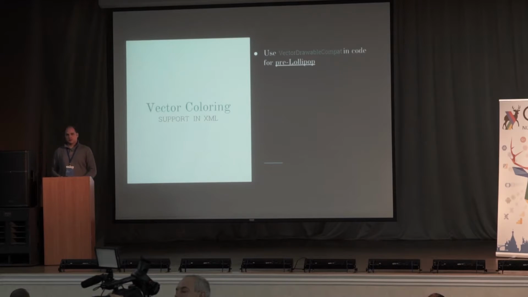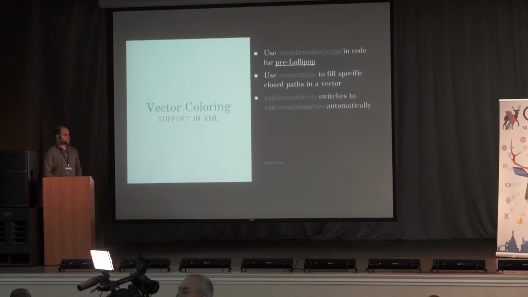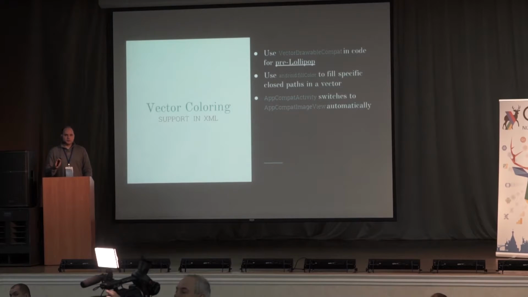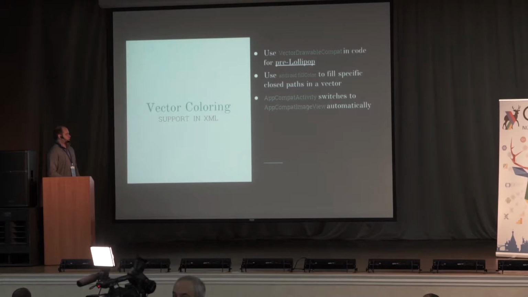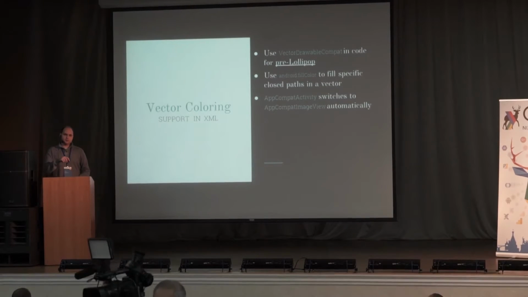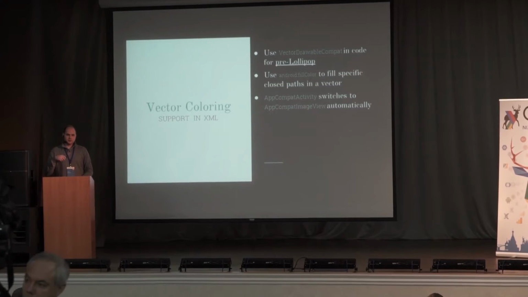Well, there is something called vector drawable compat. It's basically providing backward compatibility for vectors. And vectors were introduced in Lollipop, but maybe full support was introduced a couple of months ago, but good support was introduced a year ago. So it's still a new thing. I'm glad that a lot of you are using vectors. That means that your apps will be much smaller. And then you can use the fill color inside of your vector path to color certain closed path.